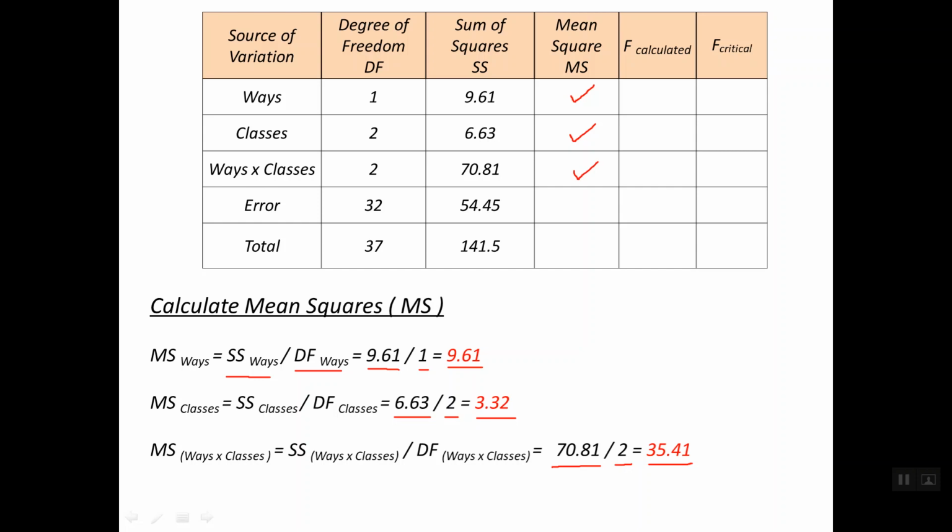The remaining is to calculate the MS for the error. This is the SS for the error, and this is the degree of freedom for the error, and this is the value of the MS for the error. It is 1.70.